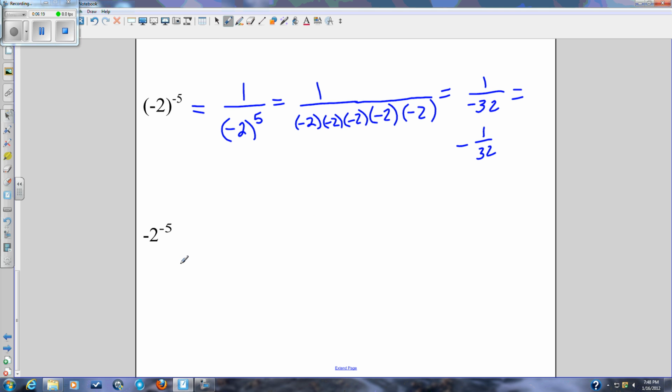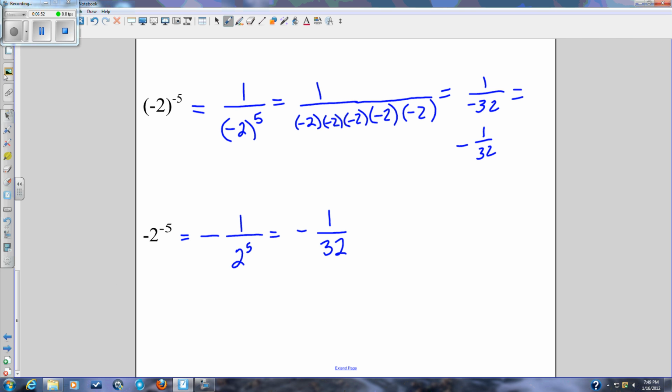The very last problem on this page, we have the negative 2 raised to the negative 5 power, except really the negative isn't being raised. It's just in front of the number, so we're going to put the negative down, and it's really 2 that's being raised to the negative 5. So we have negative 1 over 2 to the 5th, which gives us negative 1 over 32. That's because the negative wasn't in parentheses, so we did not actually raise the negative to a power as well.